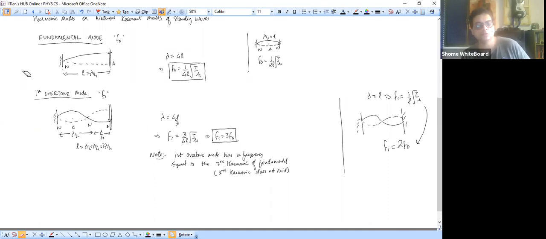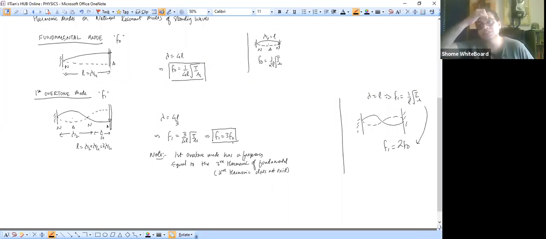So this is very important to remember that when the boundaries of the string, either end of the string, are opposite in nature, that is one is hard, the other is soft, then only the odd harmonics exist. We will see this series as it goes along. You'll see only the odd harmonic terms exist. So first overtone will be third harmonic, second overtone will be fifth harmonic. So the series will be f naught, 3 f naught, 5 f naught, 7 f naught, like that. So odd harmonics only will exist.